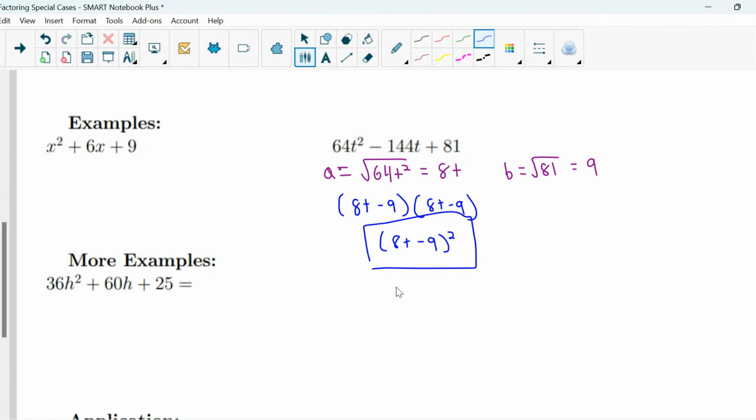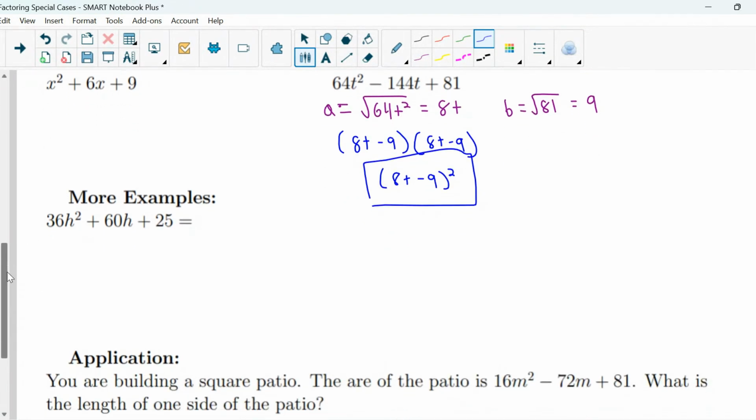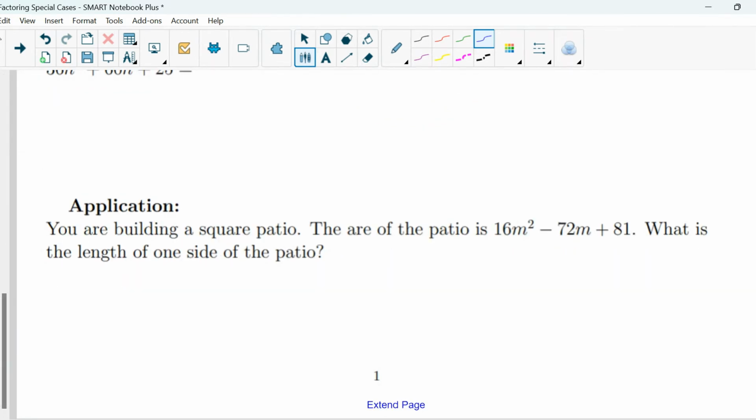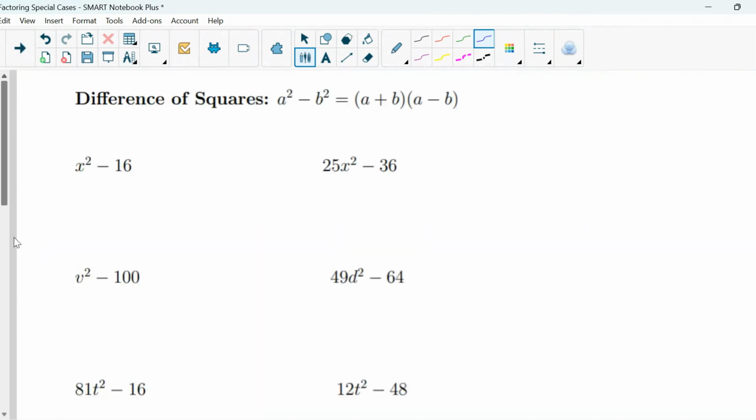All right, so we'll save the other examples for class on this one, and we'll also save the application problem for class as well. All right, so the next type of special factoring case is difference of squares. So for difference of squares, obviously you need squares, which would be your a squared and b squared, and you're taking the difference of those, which tells us that we are subtracting. So the formula for difference of squares is a plus b, a minus b. So once again, we're going to try to identify our a and b values and then substitute those values into our formula.